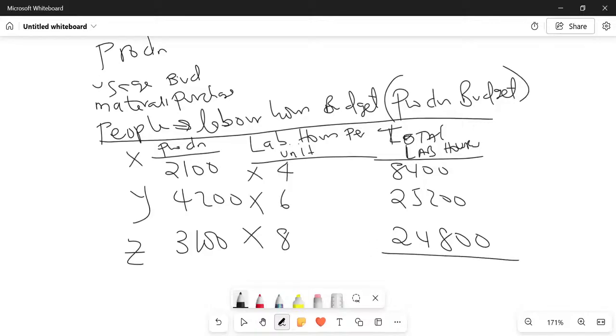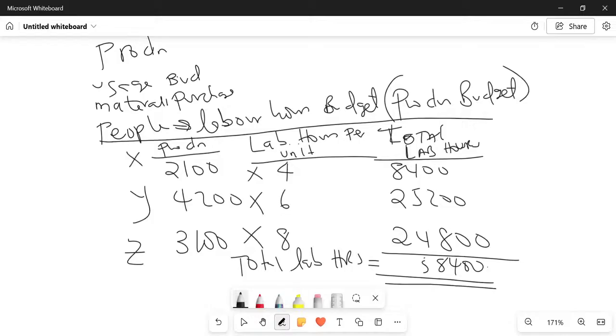Because they are paying a uniform rate, you can go ahead and give us the total labor hours. You add them up. 8,400 plus 25,200 plus 24,800, which then will end up giving me what figure at the end of the day?